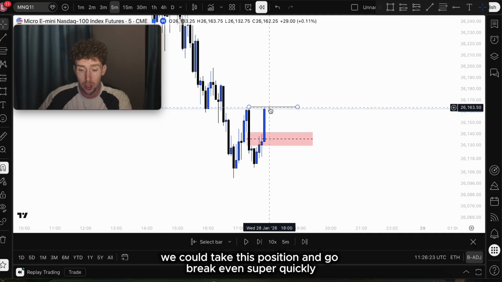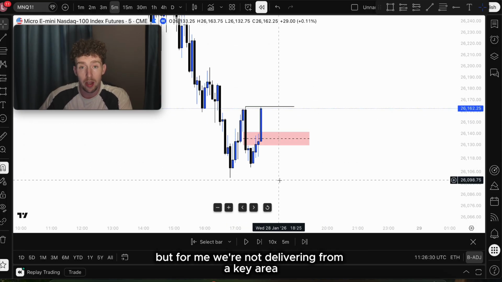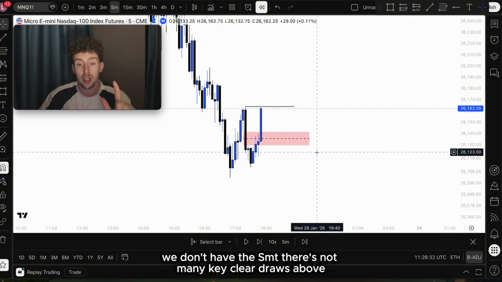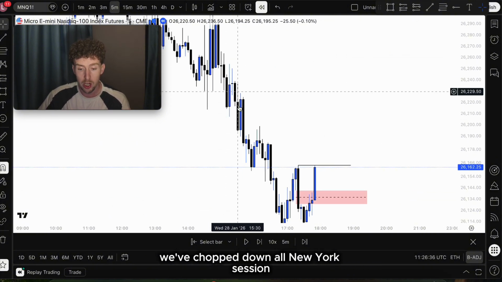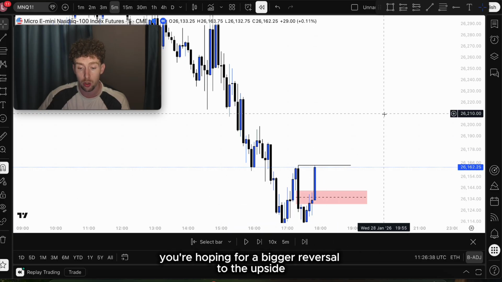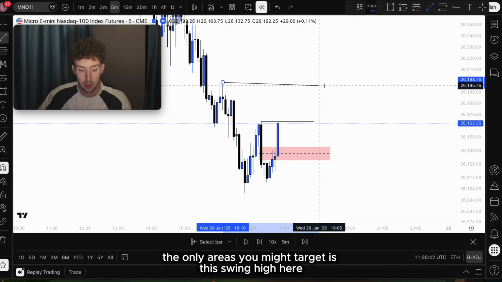We could take this position and go break even super quickly, but for me, we're not delivering from a key area. We don't have the sweep on liquidity. We don't have the SMT. There's not many key clear draws above. We've chopped down all New York session. You're hoping for a big reversal to the upside. The only area you might target is this swing high here.